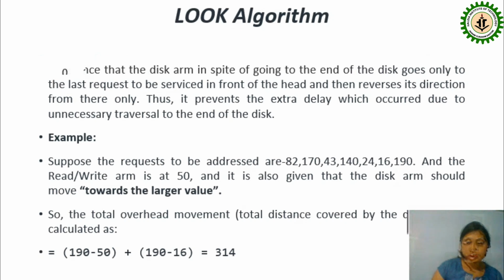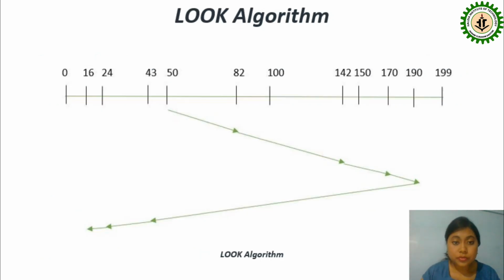Let's look at the diagram. We are going from 50 to 82, then 140, 170, 190. From 190 we are going to 43, 24 and 16.